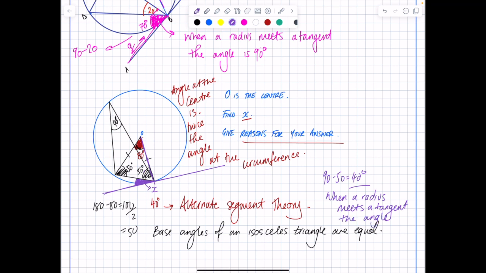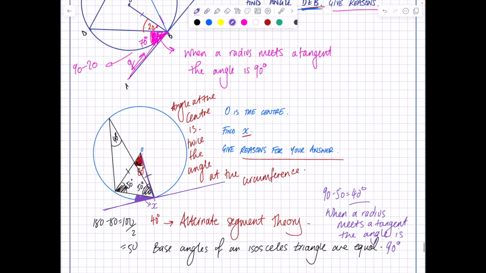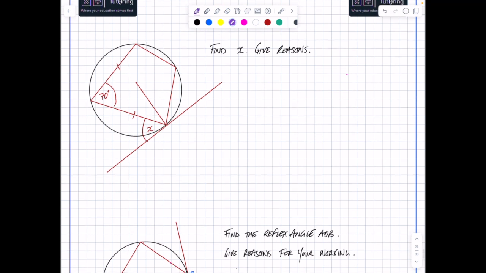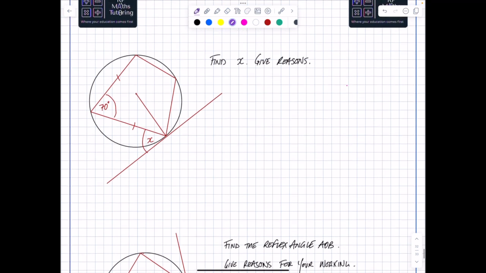Okay, so what I've done is proved it in 2 different ways that that angle X is definitely 40 degrees. By showing it 2 different ways, that means I know I'm definitely right. Okay, so that's the second example that we're doing. Moving on to the third one, a little bit more going on here. You might have to look at a couple of different rules. So pause the video, have a go at this one as well.